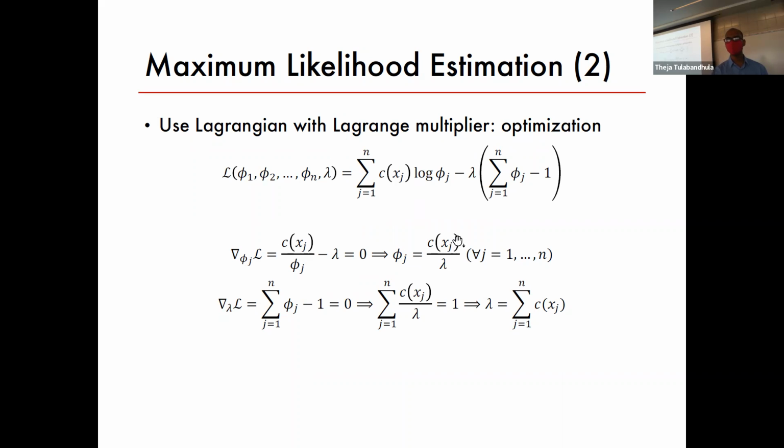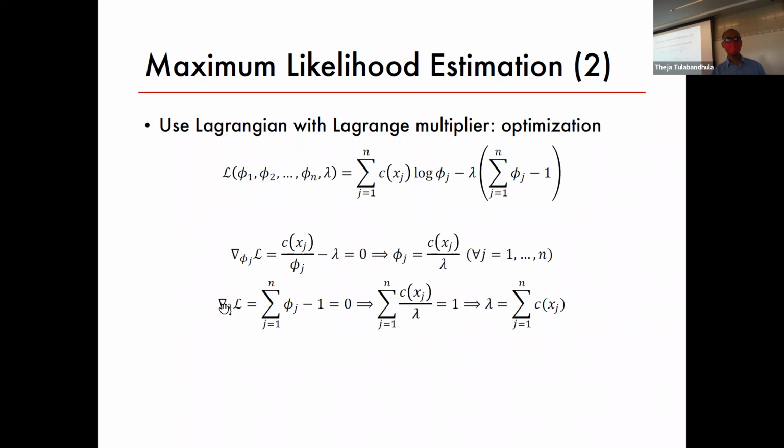So what part is the data? The data part is counts of xj's. Those are the words we observe. Pj is something that's unknown. Lambda is also unknown. So we have n such equations. It turns out for this problem, we just get a bunch of simple equations like this.